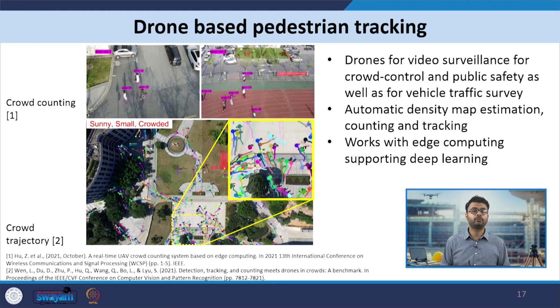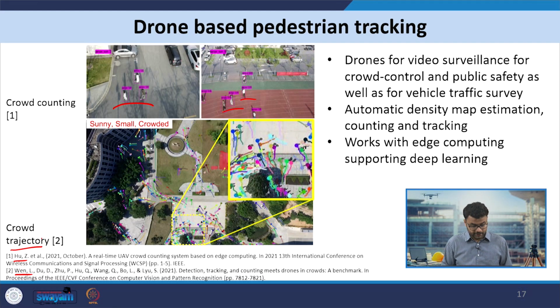Drones are also being used for pedestrian and vehicle tracking. Drones are used for video surveillance, for crowd control and public safety, as well as for vehicle traffic surveys. And drones are being used for automatic density map estimation, counting, and tracking purposes. So in this image, you can see results from the authors where they have used drone based data for crowd counting. So they are counting how many people are present in the scene, and this particular drone has edge computing. So it has a GPU installed on the drone, because of which this crowd counting can take place in real time.